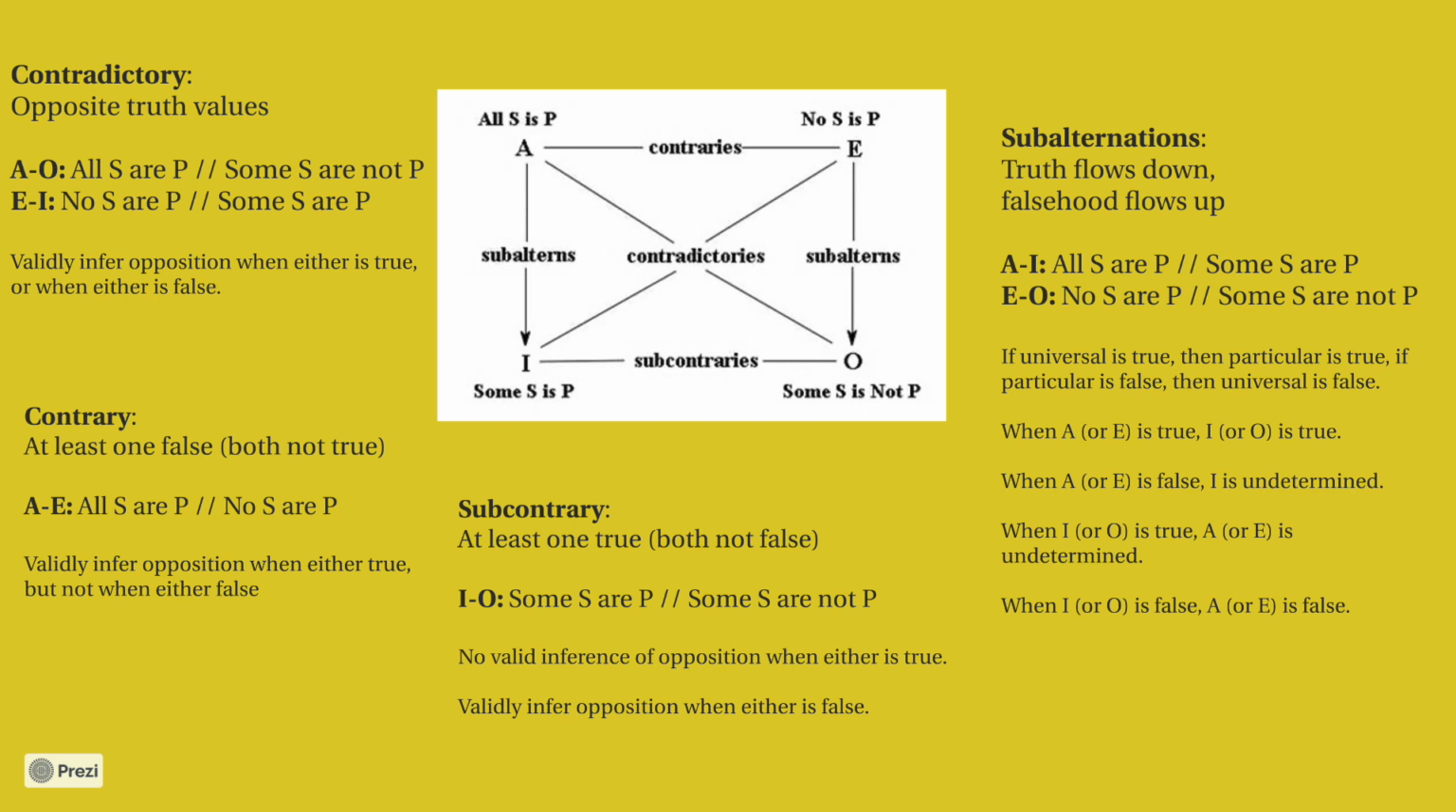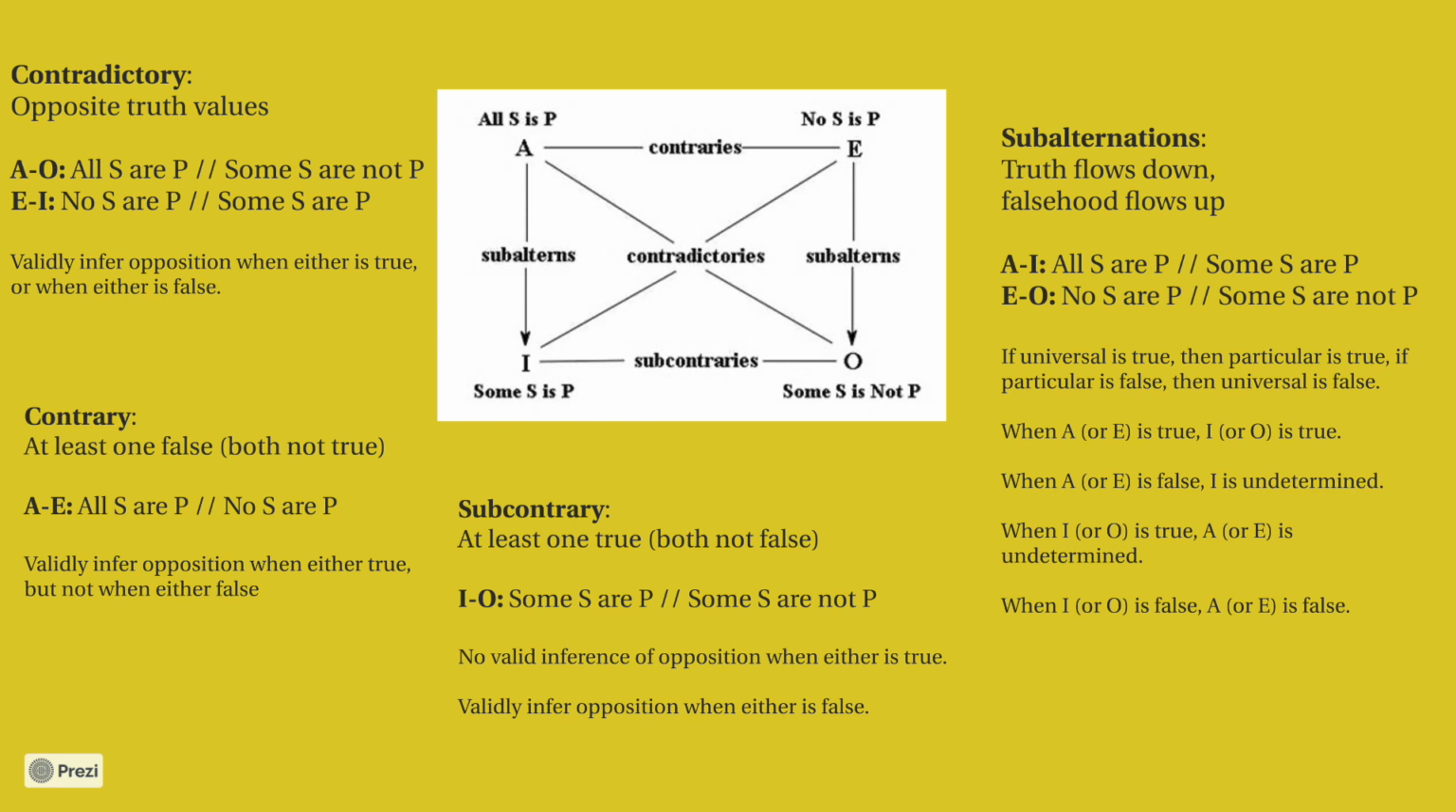And when it comes to subalternations, it might be helpful to remember that truth flows downward, falsehood flows upward. So for Aristotle, if it's true all S are P, then it's true some S are P. And if it's false that some S are P, then it's false that all S are P. Similarly, if it is true no S are P, then it is true some S are not P. And if it's false that some S are not P, then it's false that no S are P.